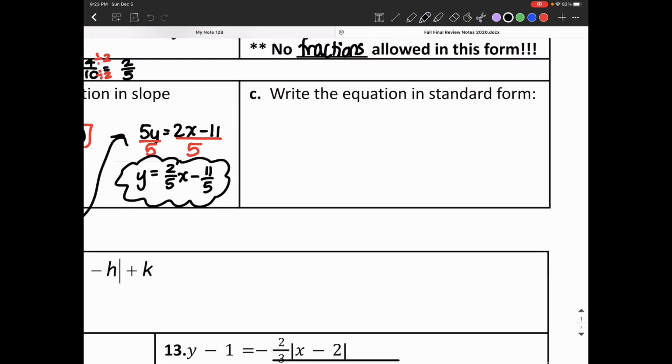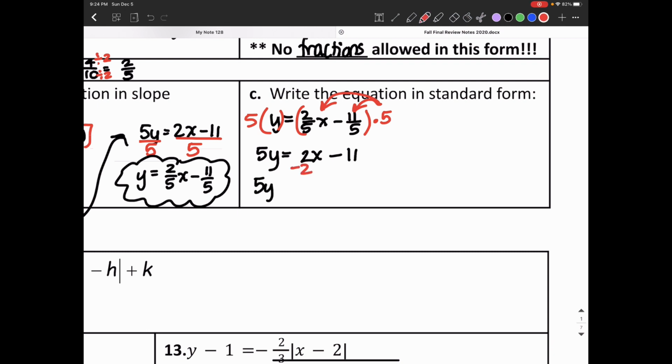To write the equation in standard form, I'm going to take the slope-intercept form and get rid of the fractions. To get rid of the fractions, I'm going to multiply everything by 5, both sides. And I'm going to distribute this 5 to this term and this term. I'm going to end up with 2x minus 11 is equal to 5y. And then I'm just going to get my x term to the other side. So I'll just subtract 2x on both sides. And I will get 5y minus 2x is equal to negative 11. And this is an example of standard form.